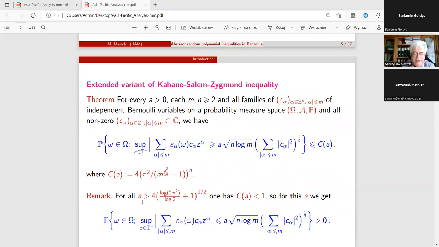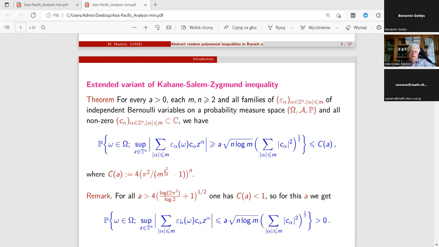So we see now, if we take a bigger, the constant on the right here is strictly less than one. Then we see that for this a, because here we have bigger or equal, and here less or equal, this event plus this one gives the probability one, because we are on a probability measure space. So surely the probability of this event is bigger than zero. So this shows that we are able to find omega from this capital Omega, for which we really have this inequality.